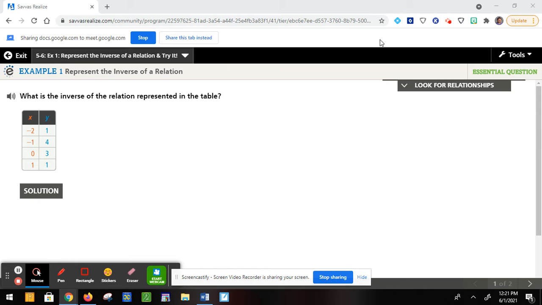Inverse by definition is where x and y are interchanged. So the most basic version of that is if you're looking at a table. You've got x values and y values. So what is the inverse of this relation?